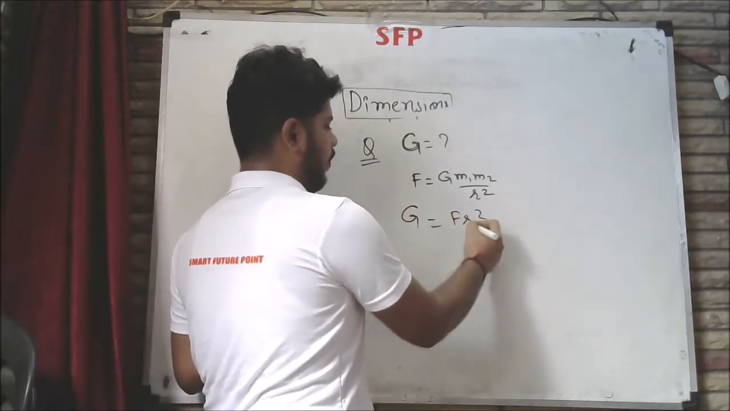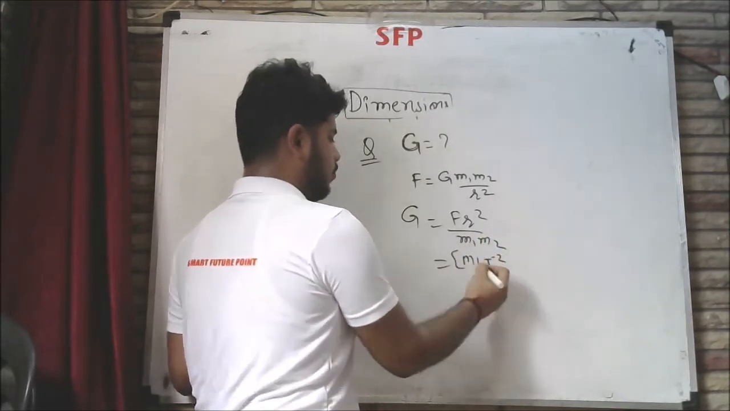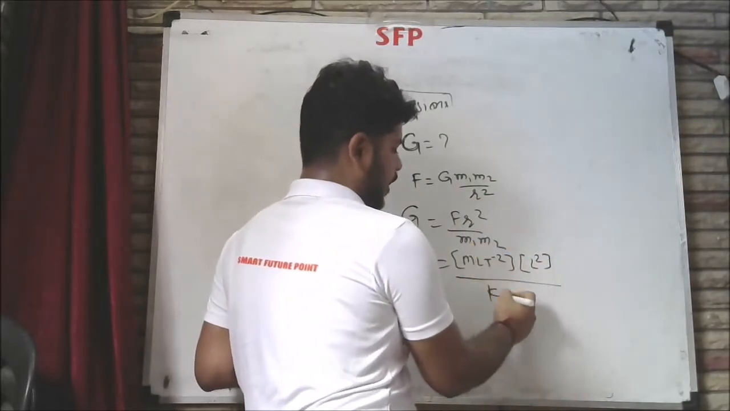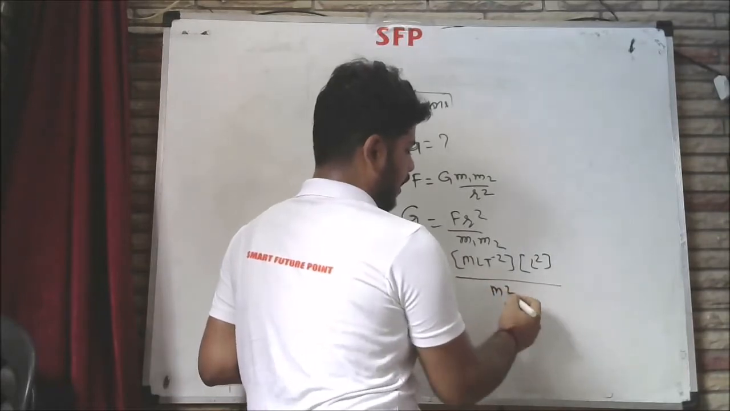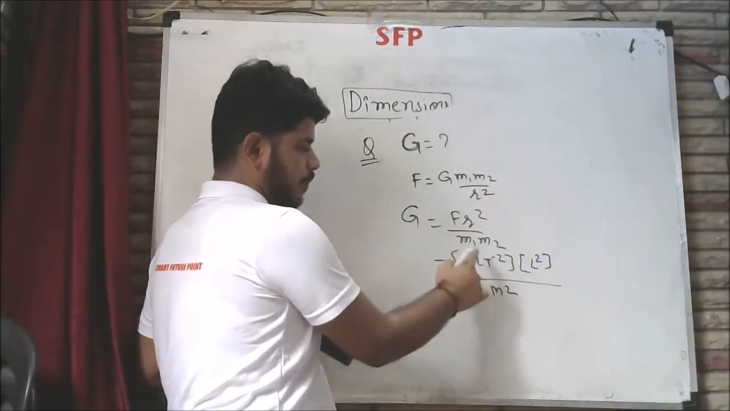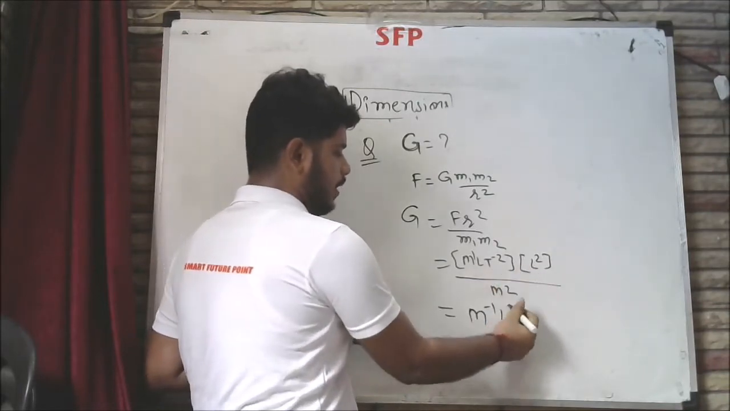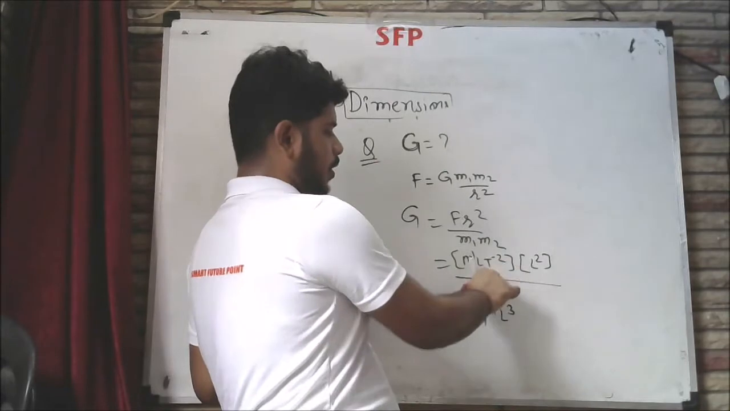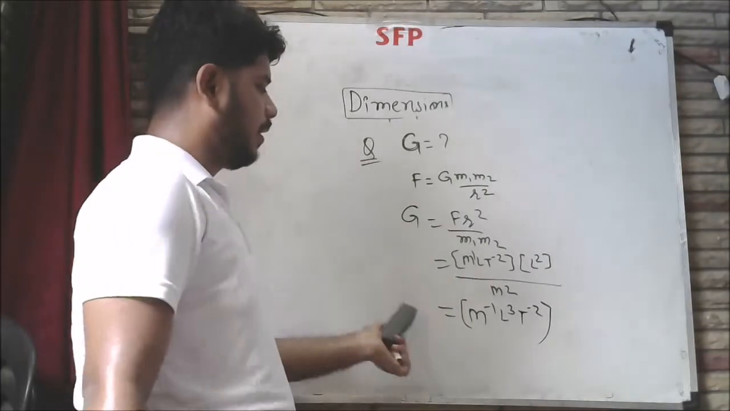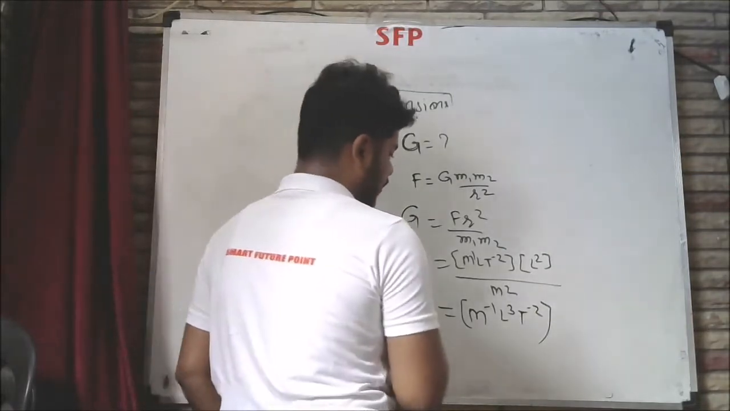G will be nothing but F r square by m1 m2. Force is MLT minus 2. R square is L square. This is your mass, m square. So if I solve all this, M has power of 1 in the numerator and power of 2 in the denominator, so we get M minus 1. L has power of 3, and T has minus 2. This is the dimensional formula for your G. Fine. I hope you find the correct answer. Next.